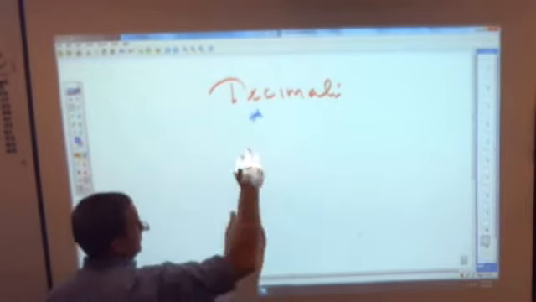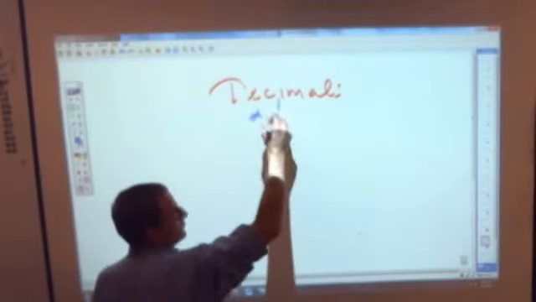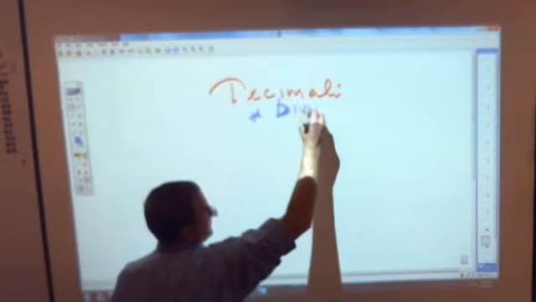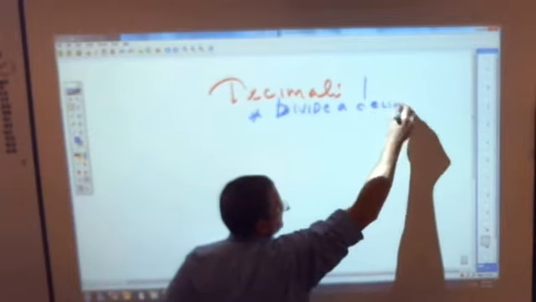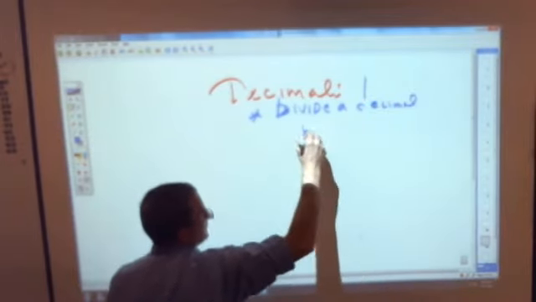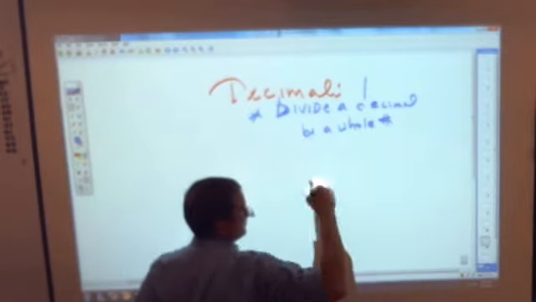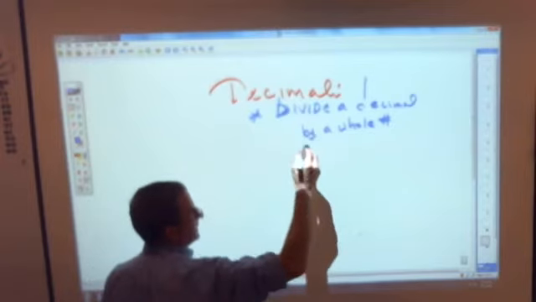Alright, the little subheading under decimals now. There's two different things we have to learn about dividing. We're only going to cover one of them today. Today is to divide a decimal by a whole number.